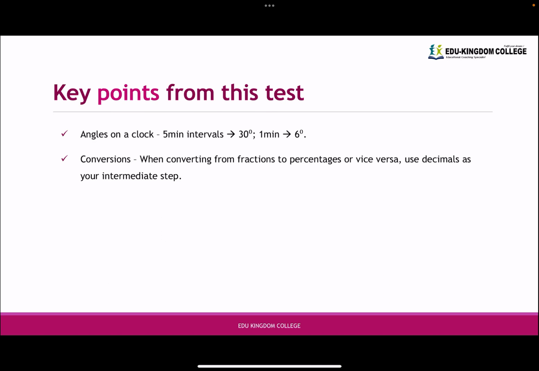So that was the last question. Good job for bearing with me, guys. Hopefully that wasn't too bad of a test paper. I thought it was quite okay.